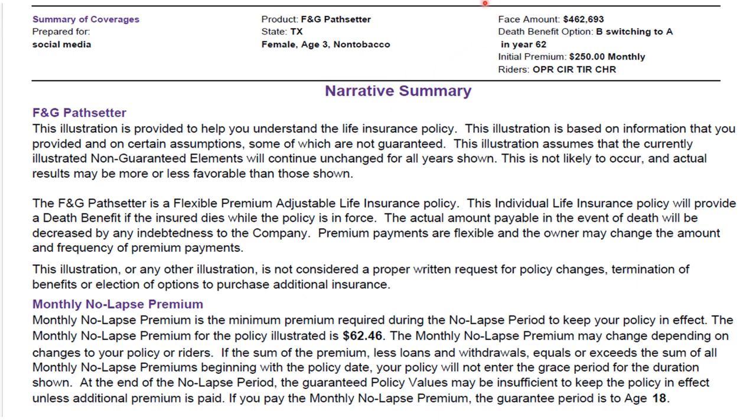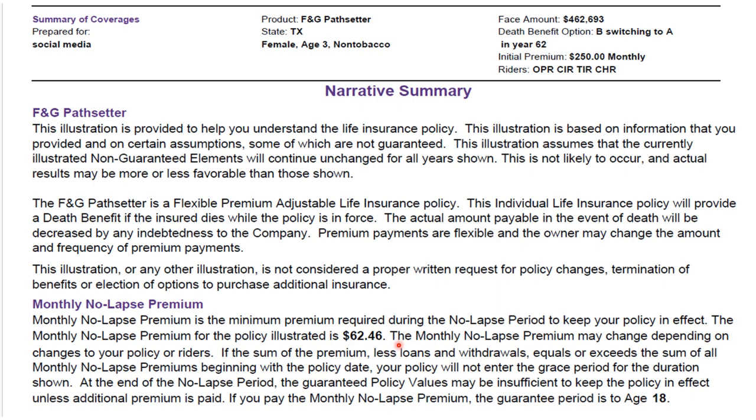start off with is $462,693. And the monthly premium payment will be $250. Now, if you ever fall on hard times and can't make this $250 payment, you have the option to pay this $62.46 to be able to keep the policy active.